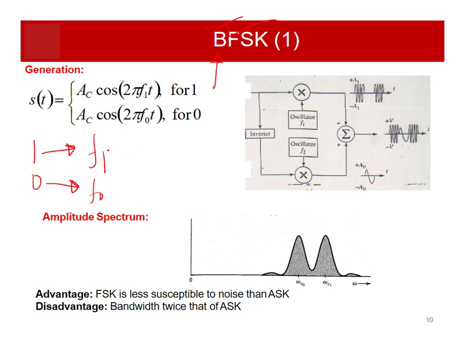Unlike the previous ASK modulation technique where the frequency was fixed, this time the frequency will be varied but the amplitude will be fixed. You can see for bit 1 the amplitude is AC, for bit 0 the amplitude is still AC, but the frequency is different. The first frequency is f1 and the next frequency is f2. So how can we achieve this technique?